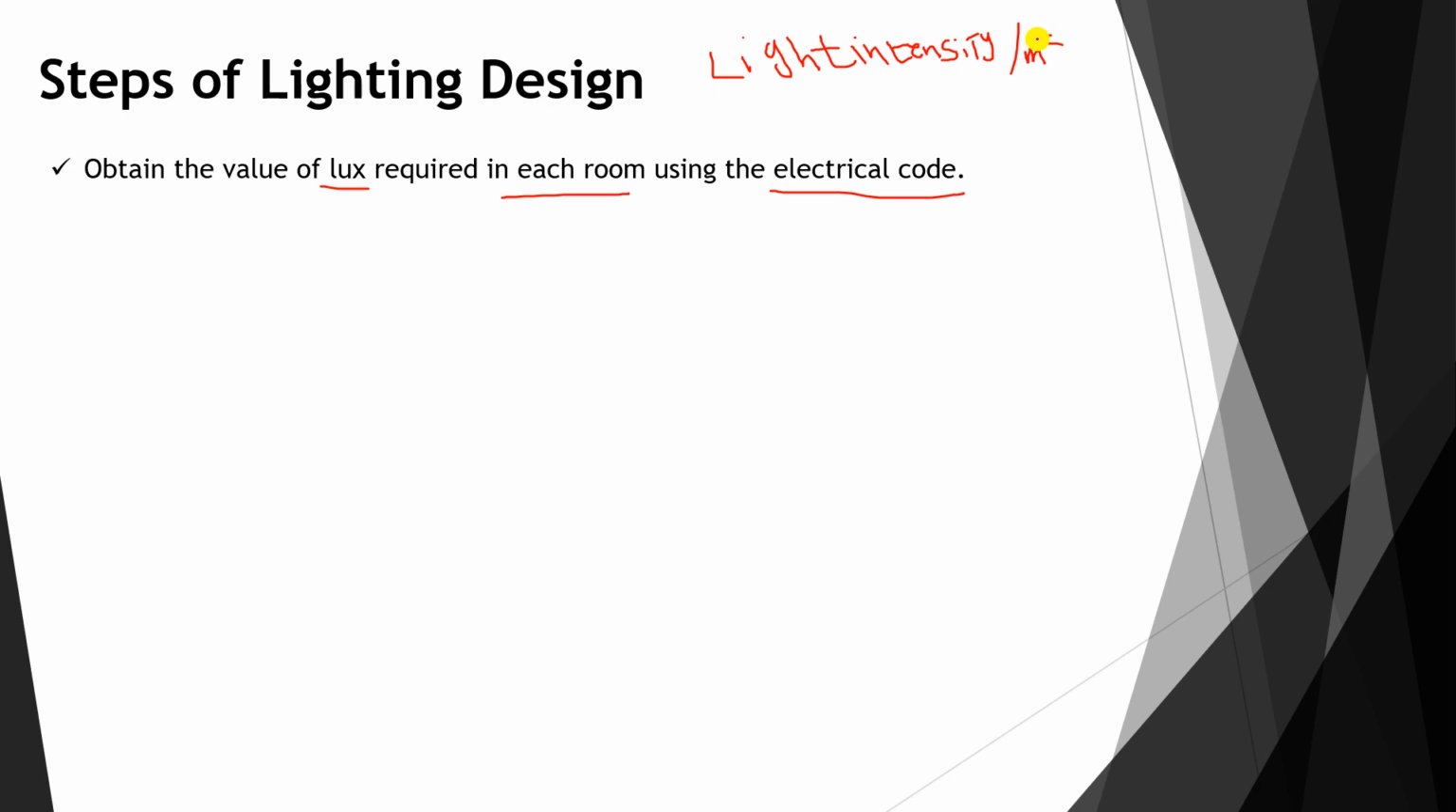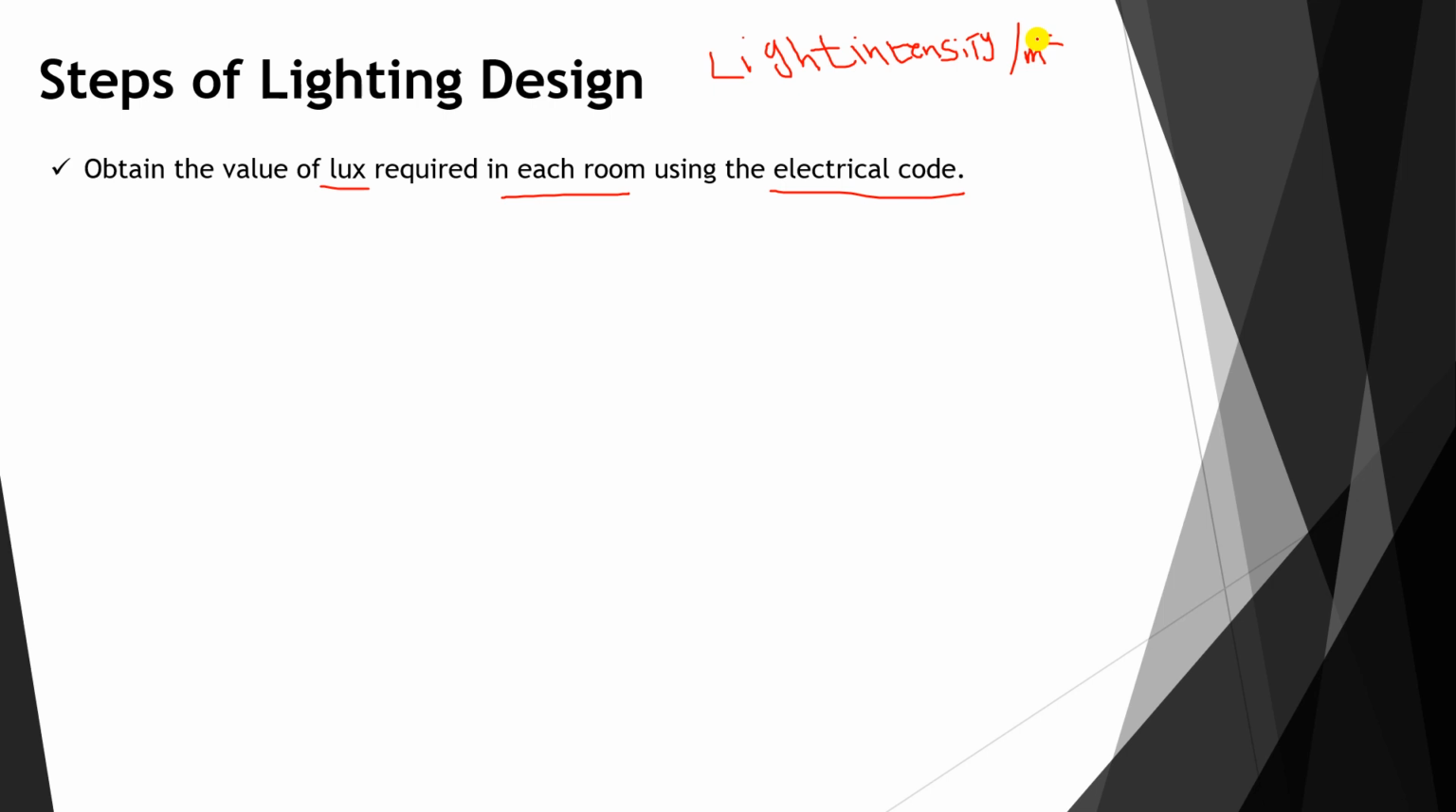How can we obtain this value of flux or the light intensity in a room? We can obtain this using the electrical code. We said before we can get it using the National Electrical Code, NEC. We can get it through the IEC. We can get it from the IECC, and many other codes.